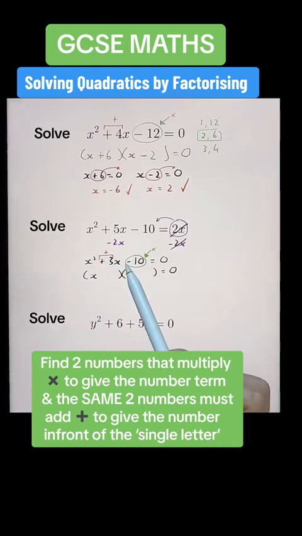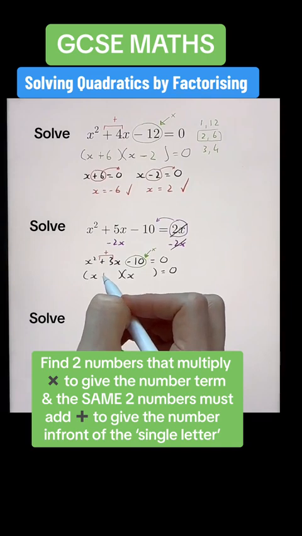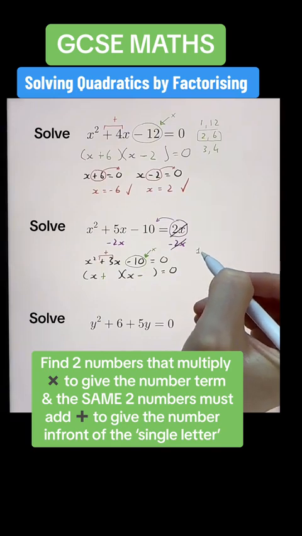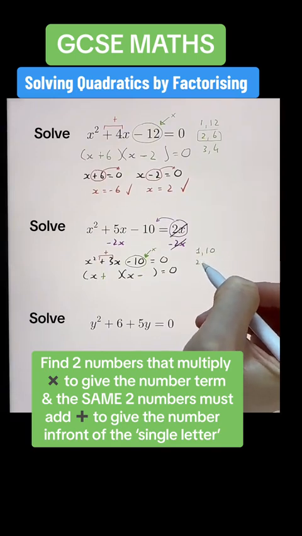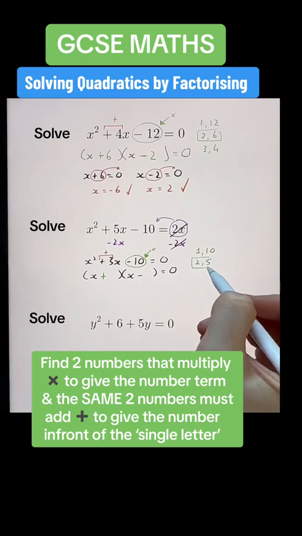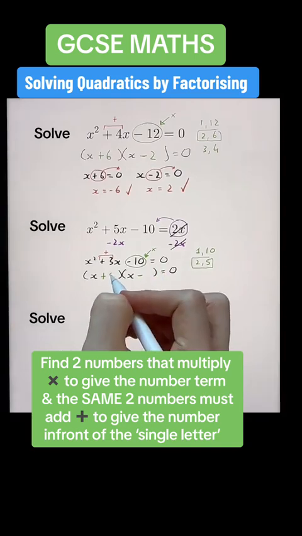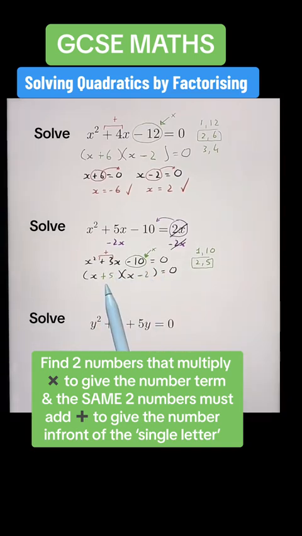The only way to get a negative when multiplying is to have one positive and one negative. Listing out our factors of 10, they are 1 and 10 and 2 and 5. In this case, it's going to be 2 and 5. As I need positive 3 in front of the single x, it has to be plus 5 and negative 2, as 5 times negative 2 gives you negative 10, and 5 subtract 2 gives you positive 3.